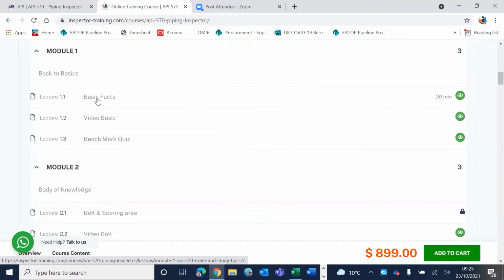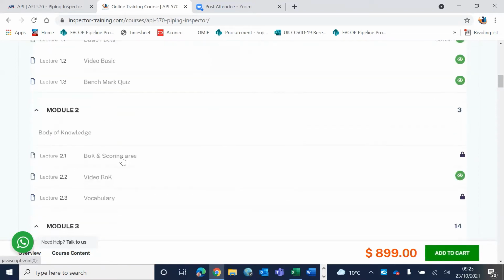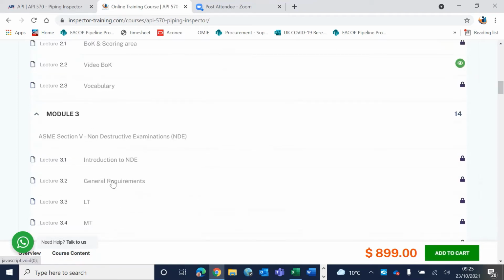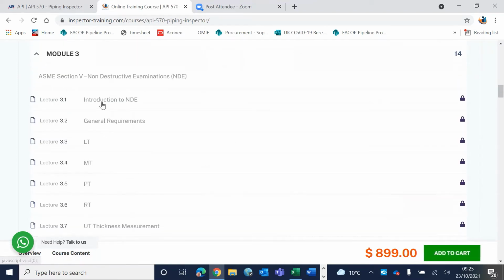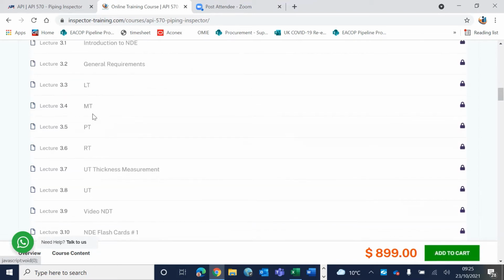Now, you can also go to our course content and study the first and second module for free. So the basic facts, how to register, what are the exam tips, what is the examination window, what you should expect during exam day, all this is here, plus you can try our free quiz also here, and or watch our videos. Body of knowledge and scoring area, I just explained. So you can watch our video here about the body of knowledge. And then non-destructive examination, we have explained what this is about, what are the general requirements and all the tests. And we try to bring it in a way that it flows like the job.